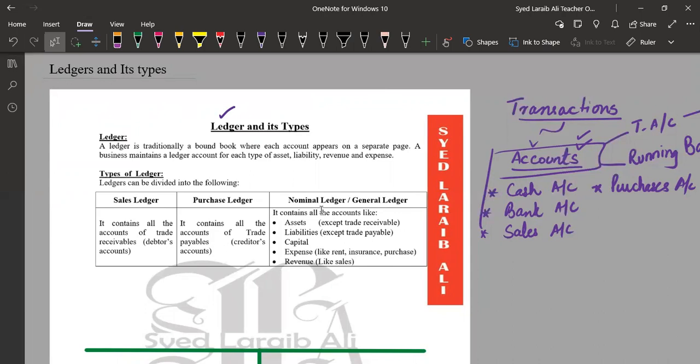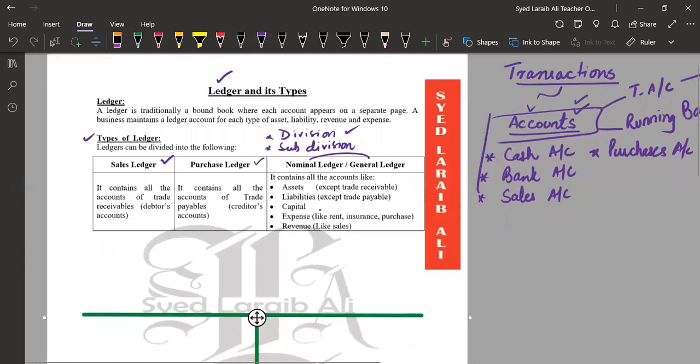Therefore, the business has bifurcated the ledger into three different parts. They are called types of ledger. In your paper, they may ask you the division of the ledger, or the subdivisions of the ledger. Mostly they ask you the division of ledgers or the types of ledgers. So ledgers are basically classified into three types. The first is called the sales ledger. The second is called the purchase ledger. And the third is called the nominal ledger or the general ledger.